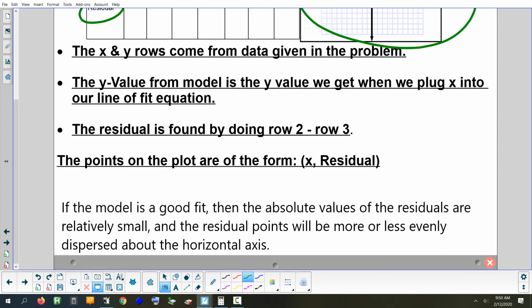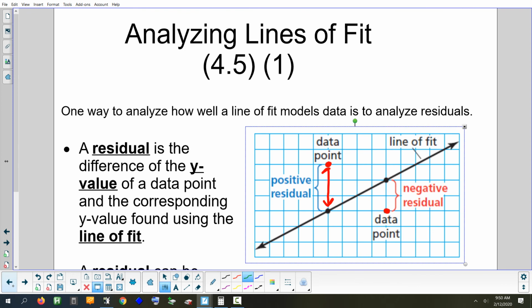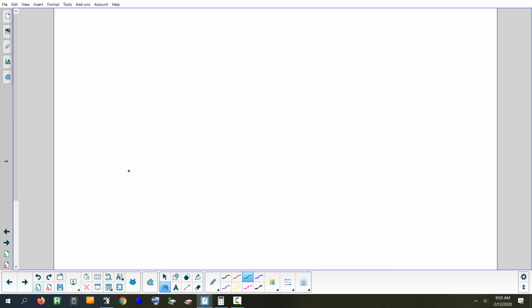You don't have to write this part down. I'm just reminding you of something I've already said. If a model is a good fit, if they drew the line in a pretty good way, then the residual value should be small. The bigger the residual value, the worse it is. We're also looking to see if we have about the same number of positive and negative residuals. Question?